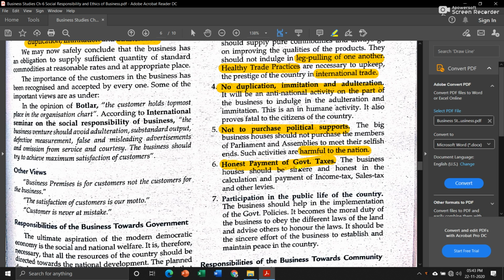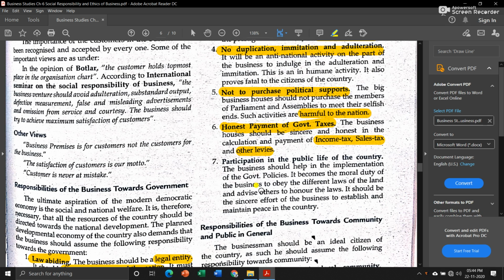The business houses should be sincere and honest in the calculation and payment of income tax, sales tax, and other types of taxes like GST and all. They should be honest with the government. And lastly, participation in the public life of the country.